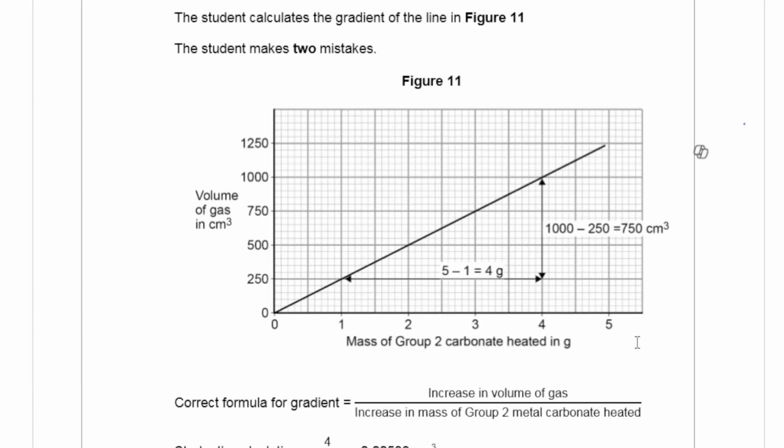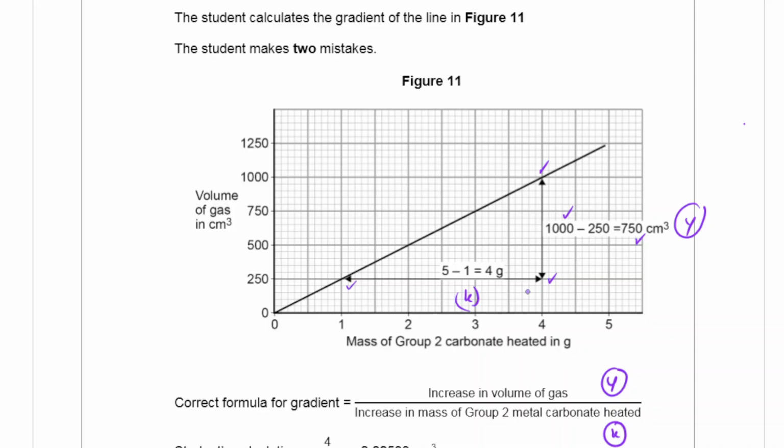The correct formula for the gradient is increase in volume of gas, so that's basically the y-axis over here, and increase in mass of group 2 carbonate, that's the x-axis. So let's see if they got it right. This is 1000, that bit is correct. That's 250, so 750 is correct.